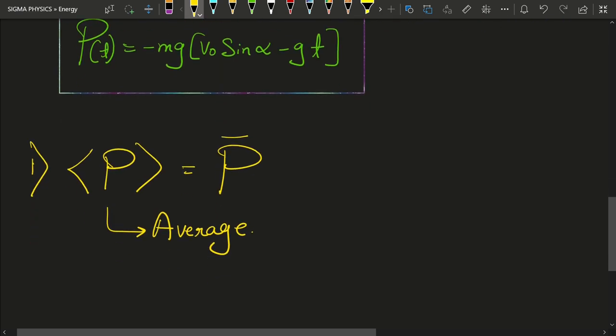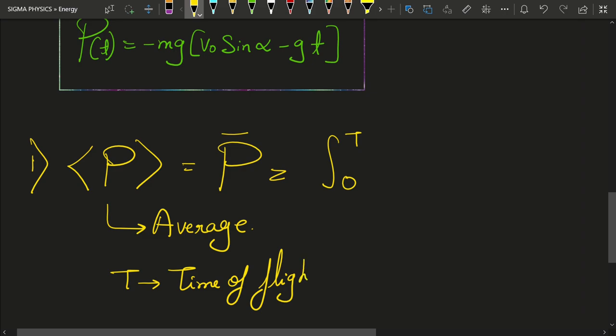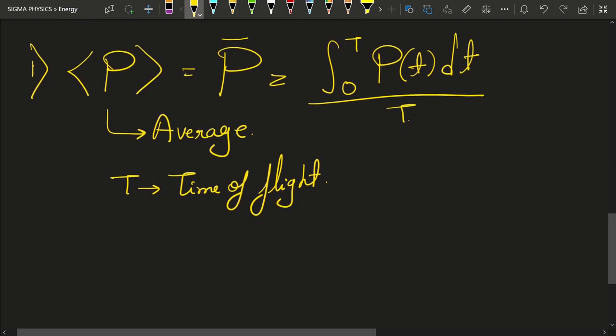So over here, we need to find the average value of power. And any average value in physics is defined in this manner, over time, right? We have an integral from 0 to T, where T is the time of flight. So we have the integral from 0 to T of P(t) dt, divided by the total time of flight, right? This is how you take a mean value.